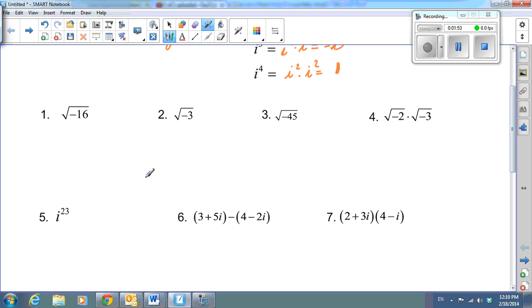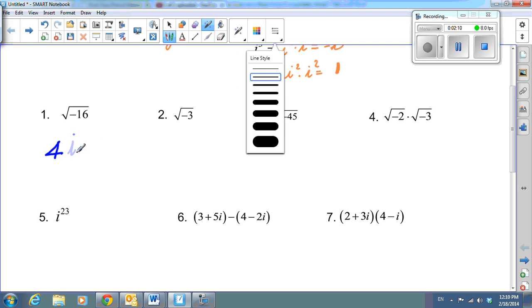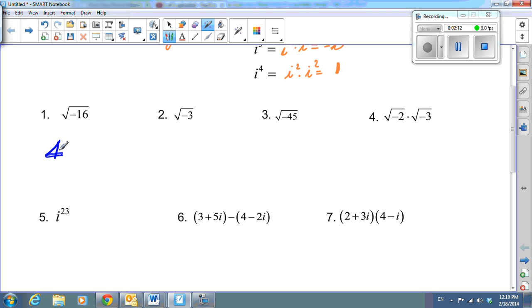Let's look at the first one. I have the square root of -16. The simple fact that I have a negative means that my answer will have an i involved. The square root of 16 is 4, so my answer is 4i. Note that I didn't put plus or minus 4i. It is exactly 4i, no plus and minus.